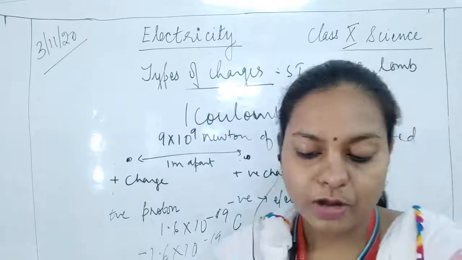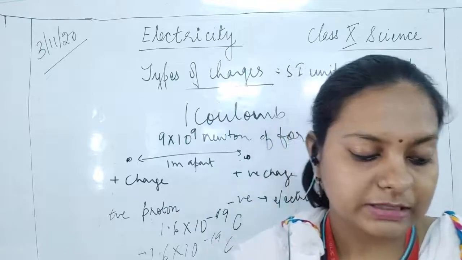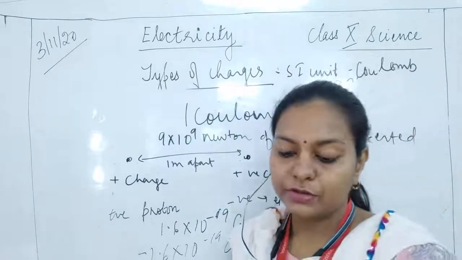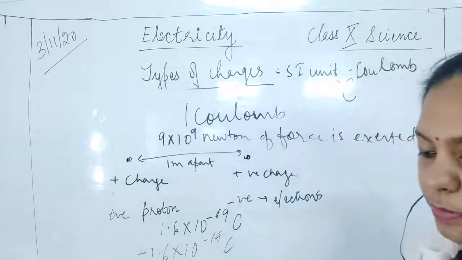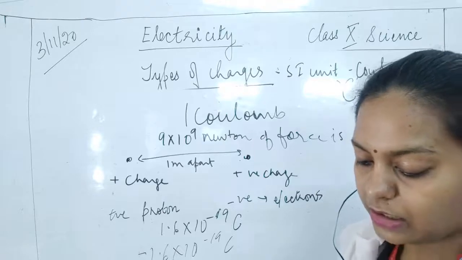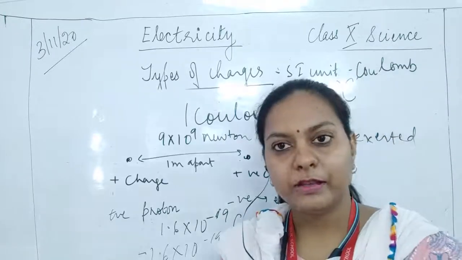Now, when the electron possesses a negative charge, which is 1.6 into 10 to the power minus 19 coulomb, it is obvious that the unit of charge, coulomb, is much bigger than the charge of a proton and the electron. Okay, now let's solve some numericals based upon it.